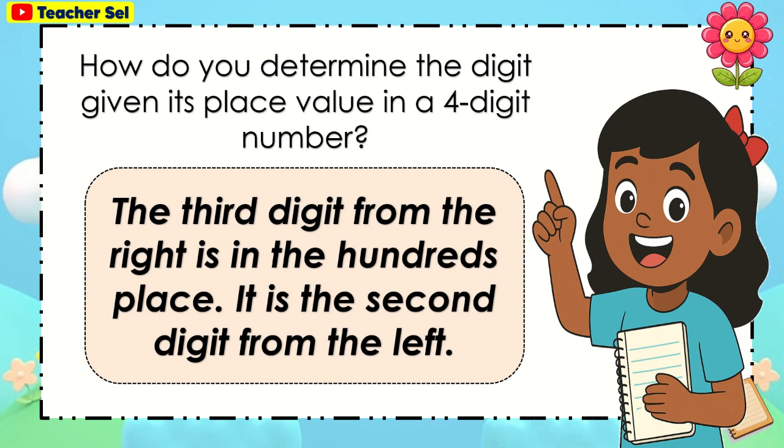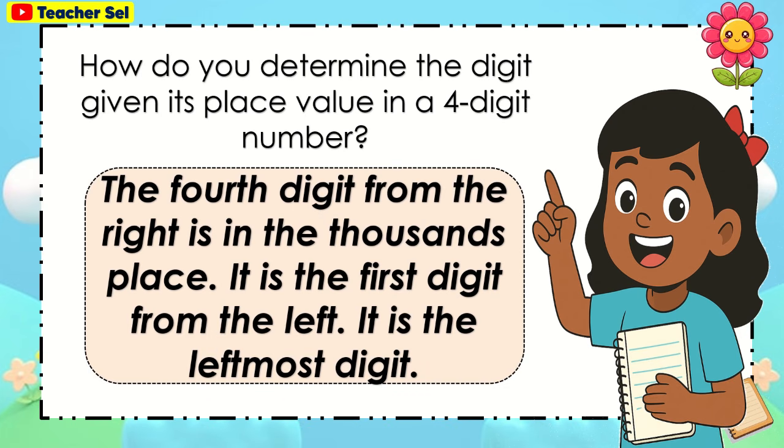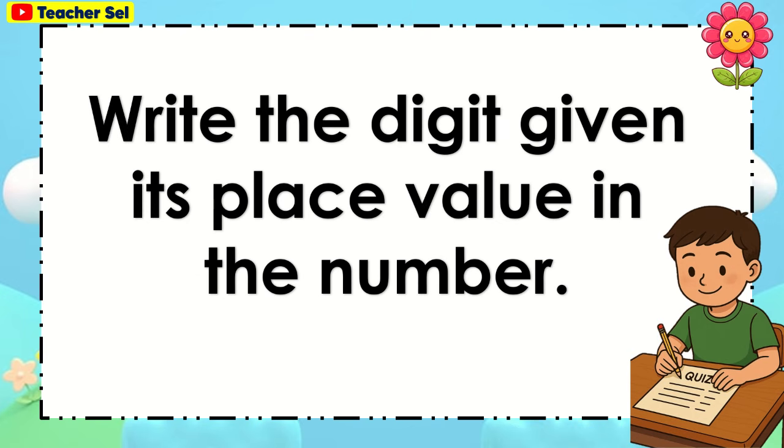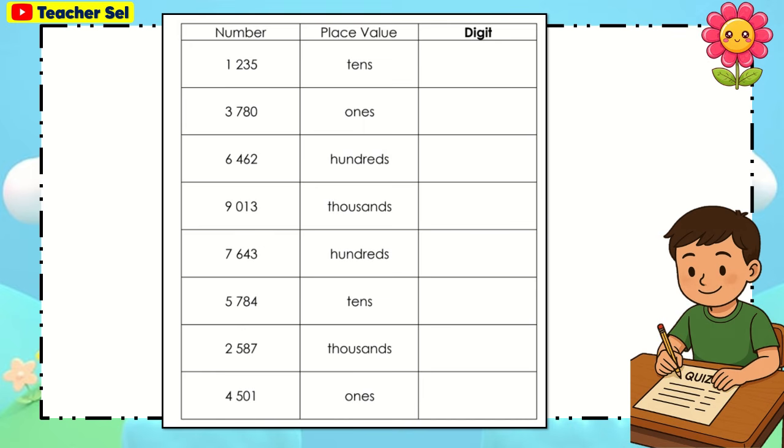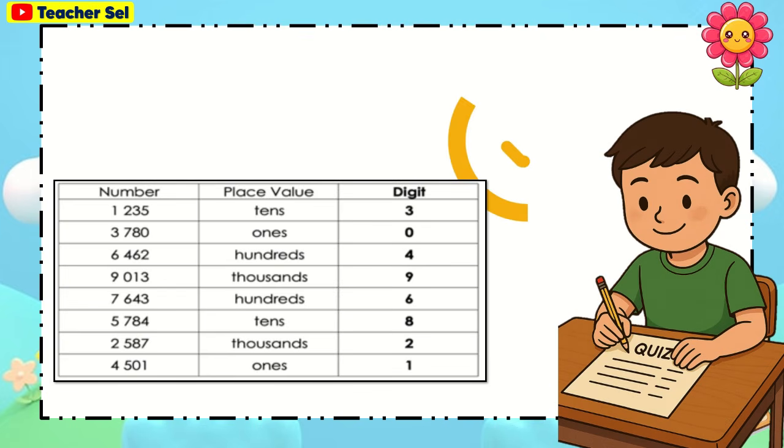The third digit from the right is in the hundreds place. It is the second digit from the left. The fourth digit from the right is in the thousands place. It is the first digit from the left. It is the leftmost digit. Write the digit given its place value in the number. Here are the expected answers.